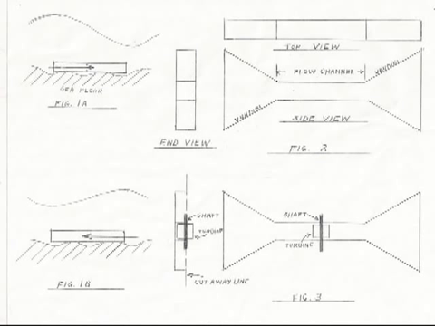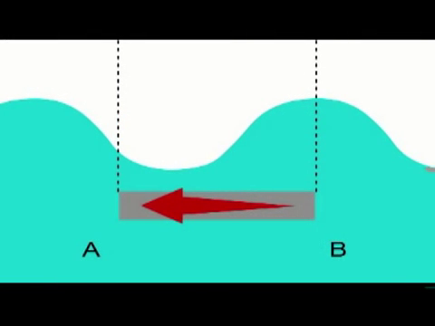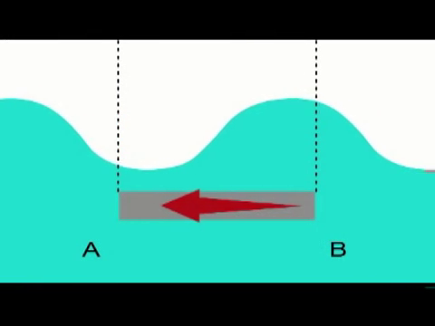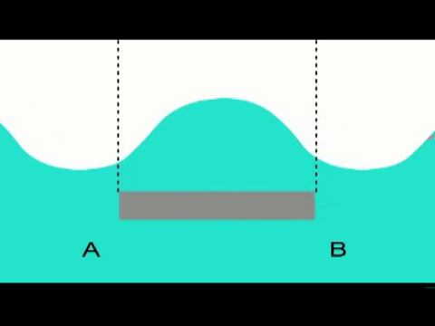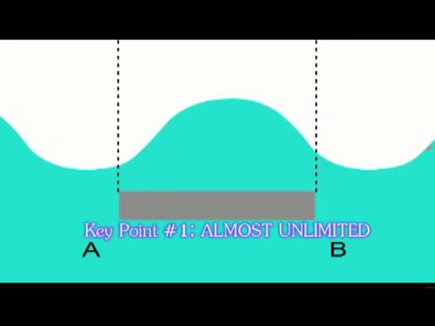Place a rigid conduit or tube between such an underwater area of higher pressure and one of lower pressure, and the water will flow through that tube from the area of higher pressure to the area of lower pressure. Here is key point number 1. This invention works on underwater pressure differences that are created by the waves on the surface of the sea.